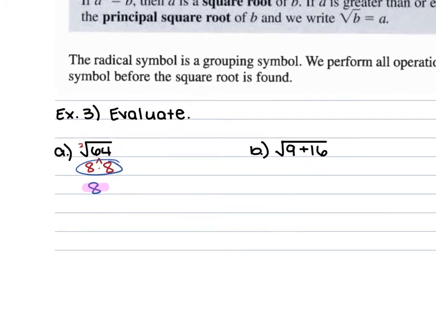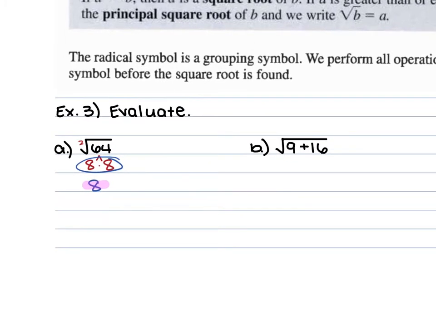For B, we have the square root of 9 plus 16. This is the square root of 25 because we just add the 9 and the 16. 25 is 5 and 5. Once again, we're looking for a set of 2. We have 2 5s here, so 5 is the square root of 9 plus 16.